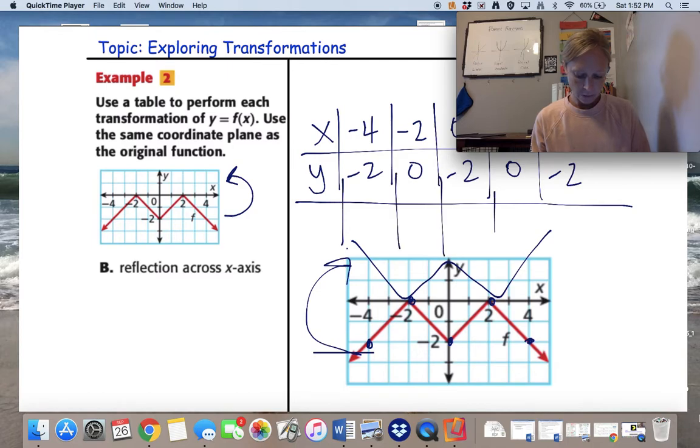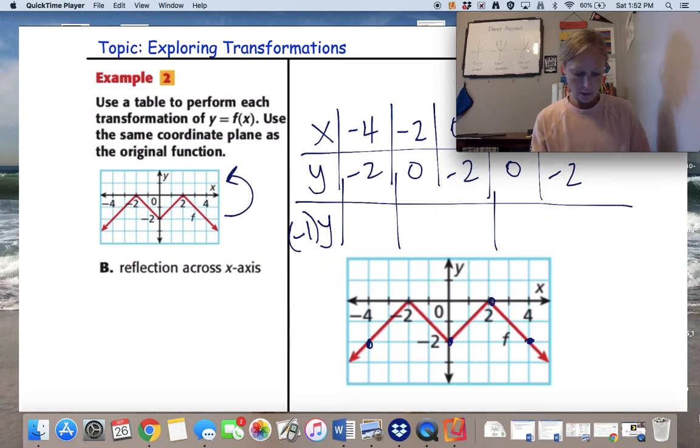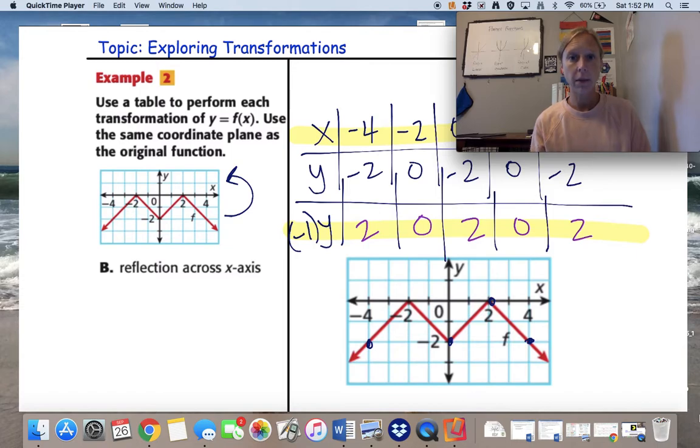So let's add that row on our table. We are going to take our y values and multiply them by -1. Let me clean up my space here. I lost a few lines along the way. It's okay. All right, -2 times -1 is +2. 0 times anything is 0. +2, 0, +2. Now I'm going to go ahead and graph my new sets of ordered pairs, keeping the same x value because x is not changing. I'm not reflecting horizontally. I'm not shifting horizontally.